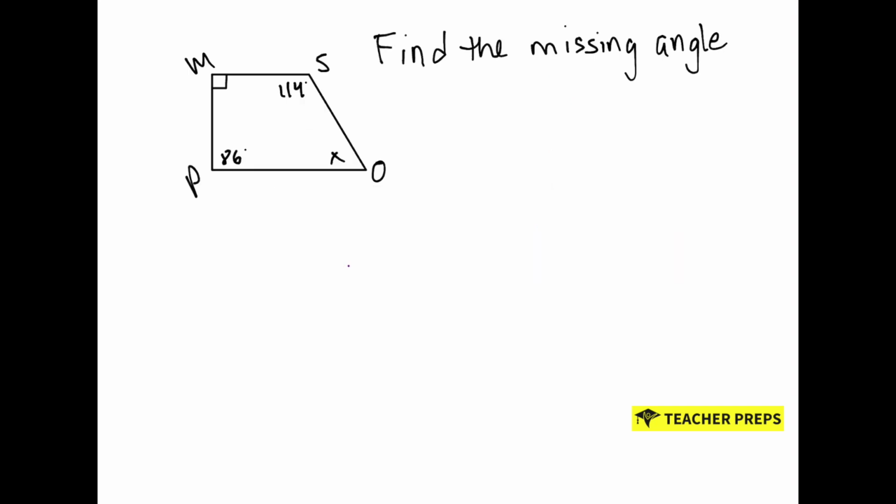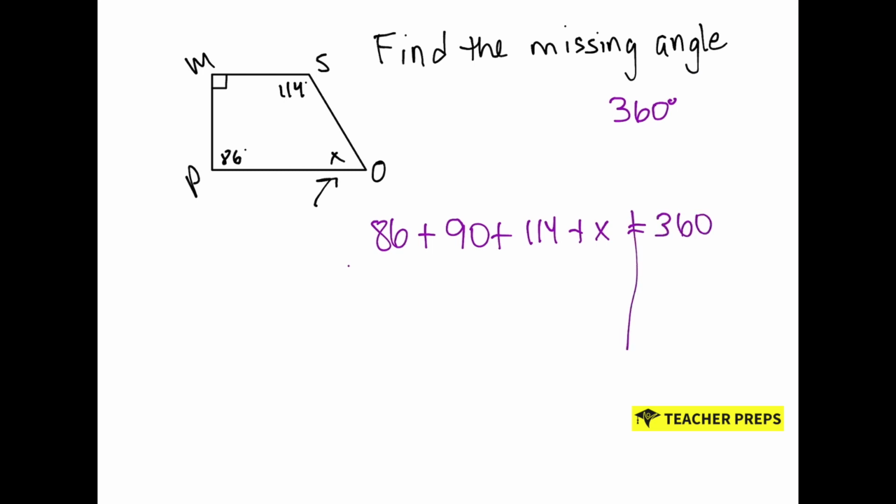Now that we know the types of regular quadrilaterals, let's find missing angles in quadrilaterals. This question says to find the missing angle. So we're looking for this angle here. A quadrilateral has a total or a sum of 360 degrees. So we can say that 86 plus 90 plus 114 plus x, which is the one we don't know, equals 360. Now we have an equation we can solve.